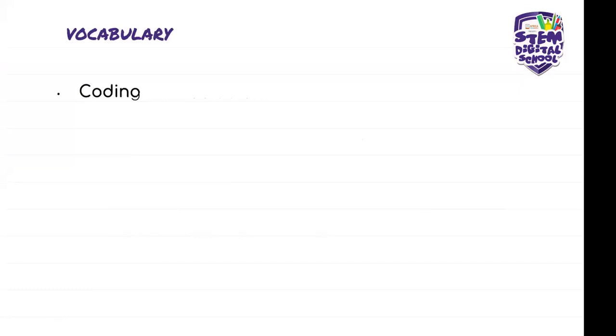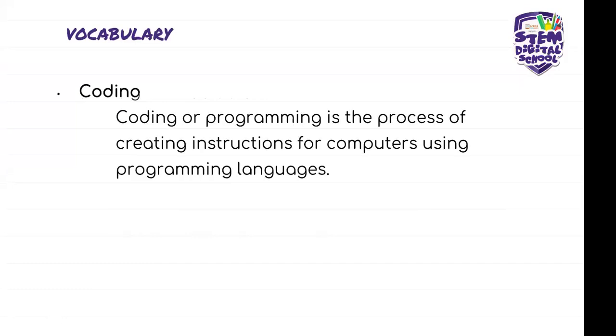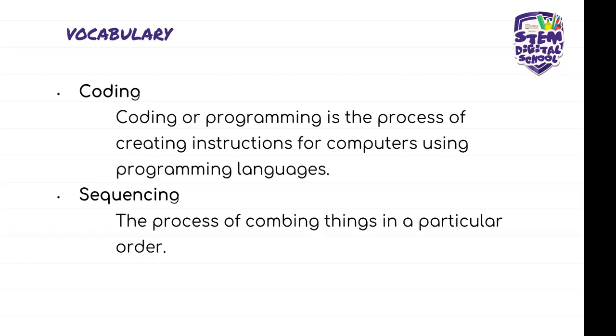Let's do the vocabulary first. Coding, for those of you not sure, is the process of creating instructions for computers using programming languages. And as I mentioned, the language we are currently using here in code.org is called Blockly. Also, sequencing is the process of combining things in a particular order.